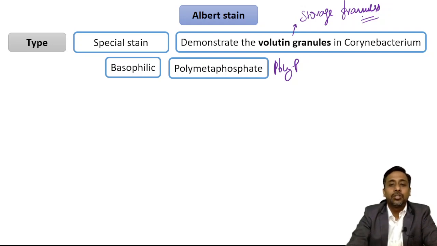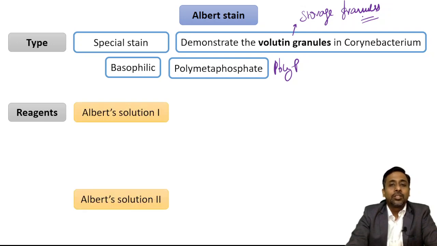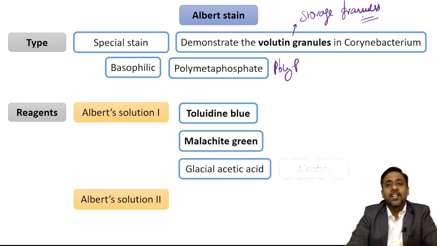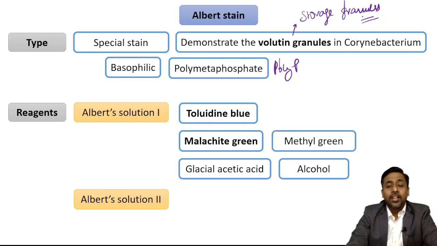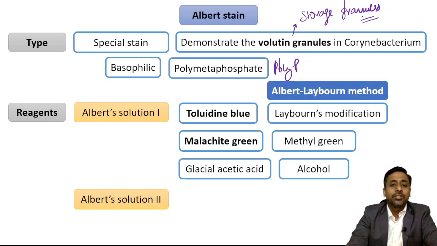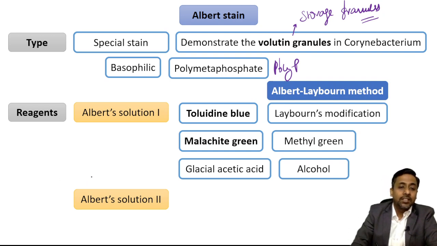So what are the reagents used in Albert stain? It is composed of solution 1 and solution 2, as I told you. Solution 1 is composed of toluidine blue, malachite green, glacial acetic acid and alcohol. Initially, when Albert stain was designed, methyl green was used instead of malachite green. Later on, Laybourn gave a modification and replaced the methyl green with malachite green because it gives better staining to the metachromatic granules or the volutin granules. After that, the Albert stain is known as Albert's Laybourn method.